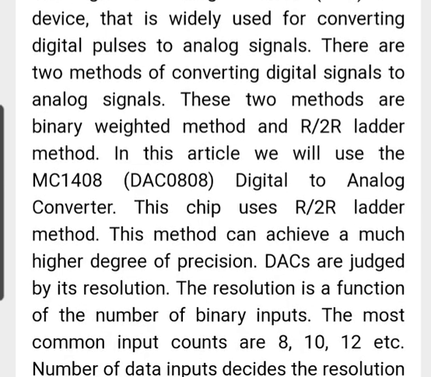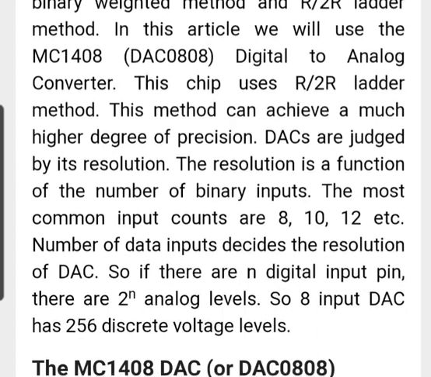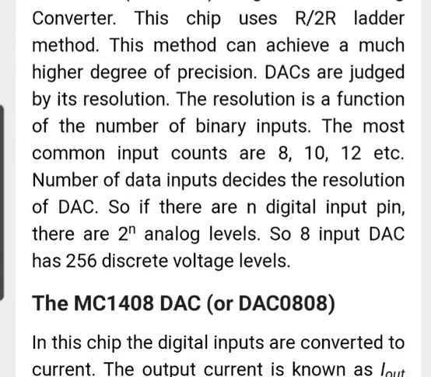The DACs are judged by their resolution. The resolution is a function of the number of binary inputs, and the most common input counts are 8, 10 and 12, etc. So the number of data inputs decides the resolution of the DAC. If there are n digital input pins, there are 2 raised to n analog levels. So an 8 input DAC has 256 discrete voltage levels.